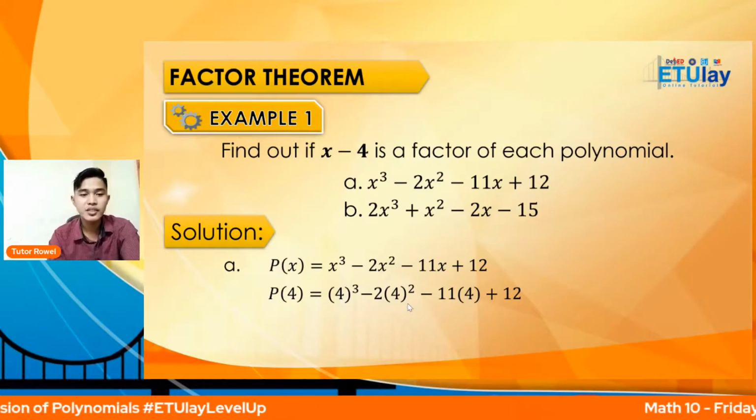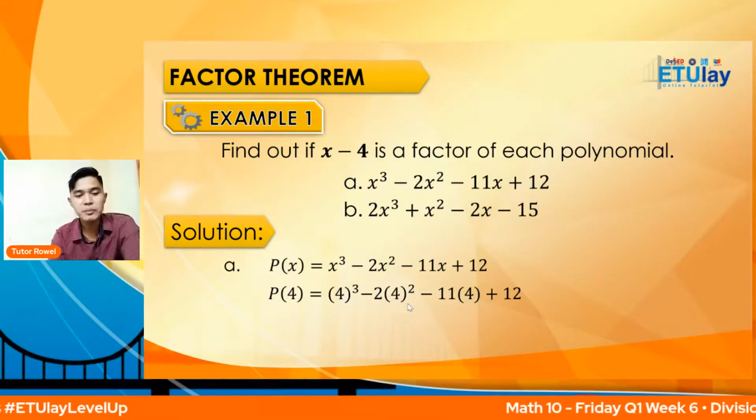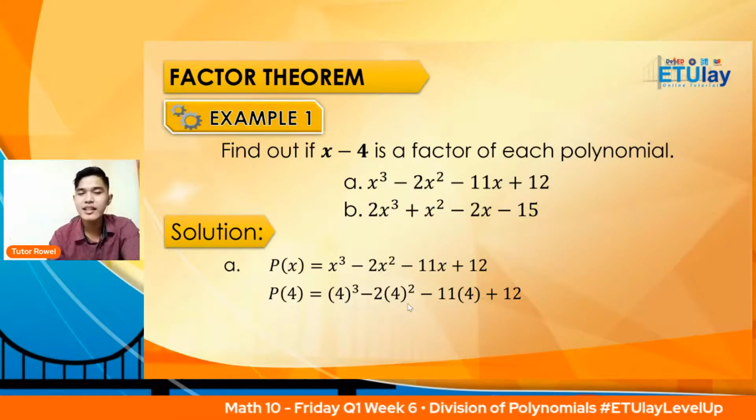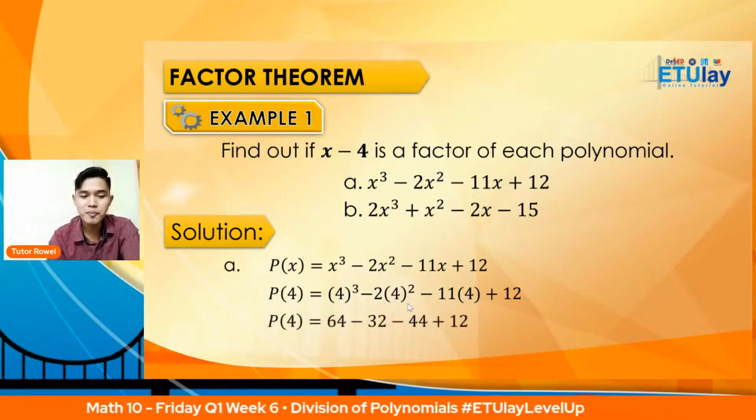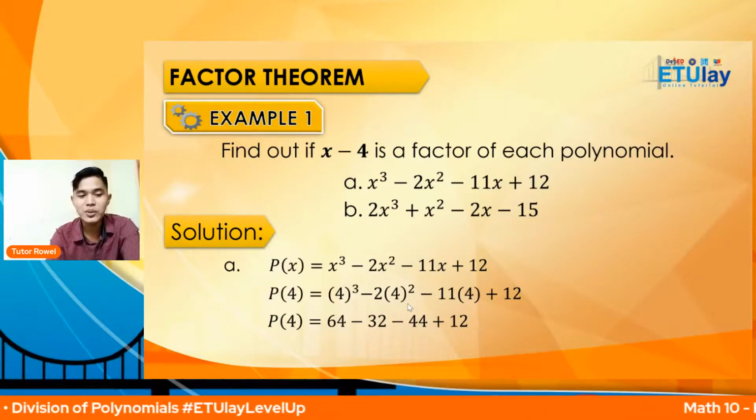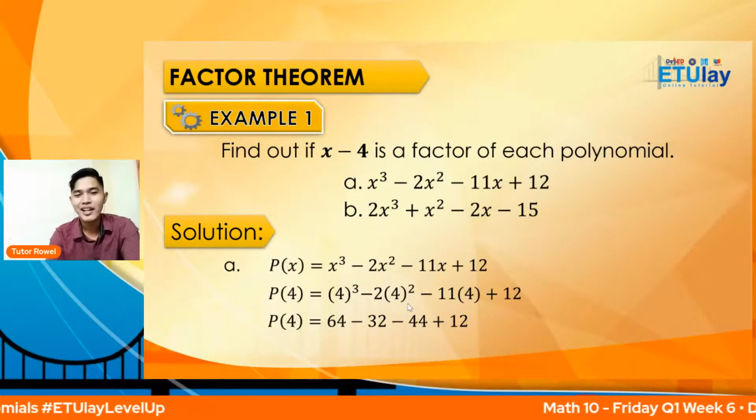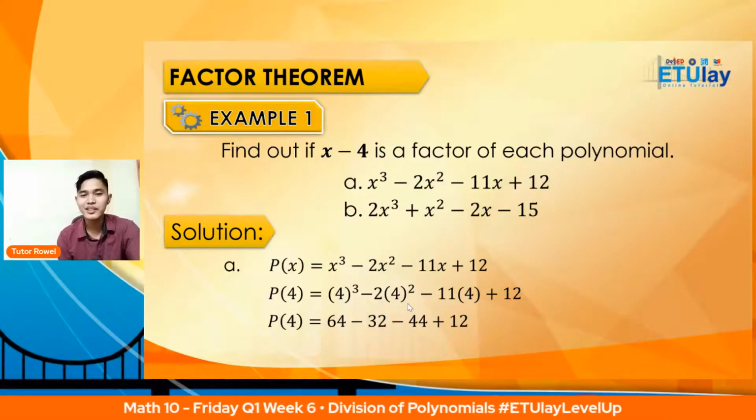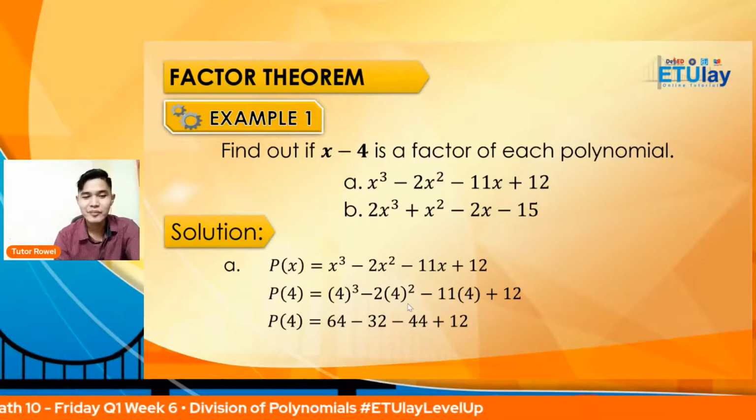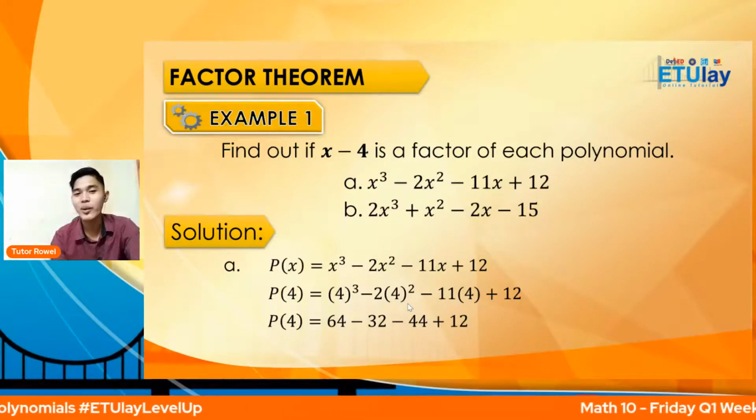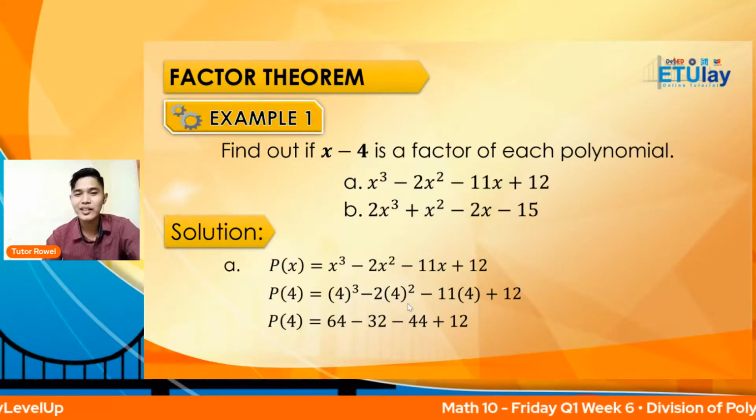Our c or r is positive 4. Tapos, sinubstitute yung value niya kay x. After nyan, simplify. What is 4 cubed? 64. 4 squared, 16 times negative 2, negative 32. Negative 11 times 4, negative 44. Plus 12. Now, ano yung sunod? Simplify na natin. 64 minus 32 minus 44 plus 12. Pwede kayong gumamit ng calculator.